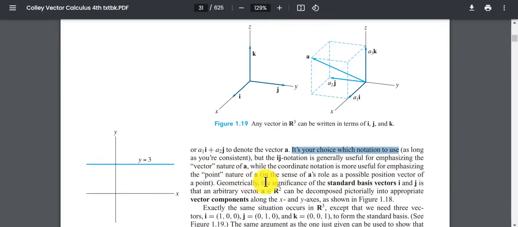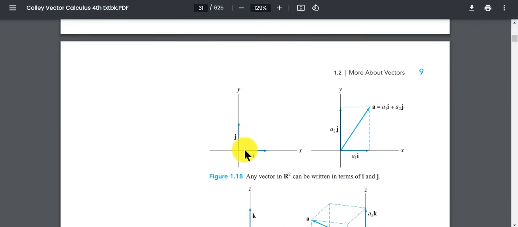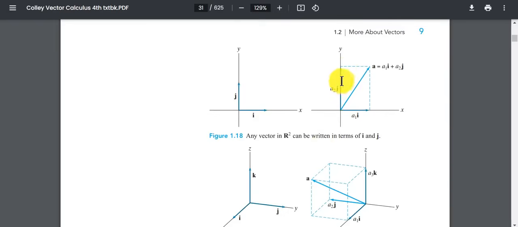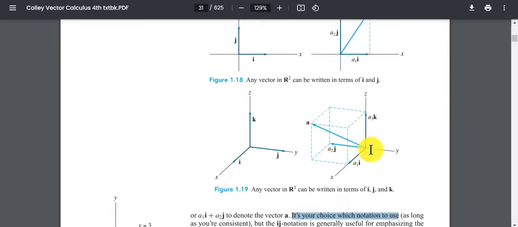Okay, geometrically, the significance of the standard basis vectors I and J is that an arbitrary vector A can be decomposed pictorially into appropriate vector components along the x and y axes, as shown in figure 1.8. So we did that already. We already said that we can do this.